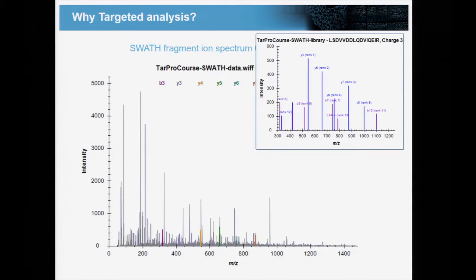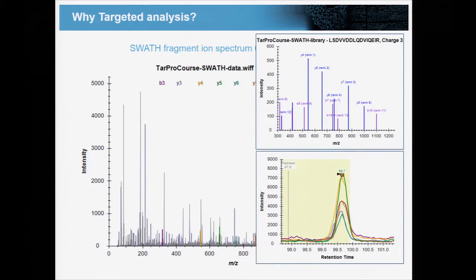So to remind you, this is a targeted analysis approach. We have this library spectrum, right? We've heard about this all week already, and these major ions here that we see match these colored ones which are buried in the SWATH spectrum. And also to remind you, what we're doing here is this extracted ion chromatogram based on these fragment ions. So once we focus in on these fragment ions, it becomes much cleaner.